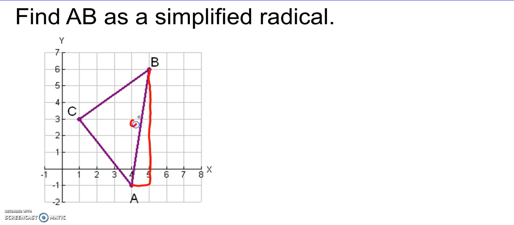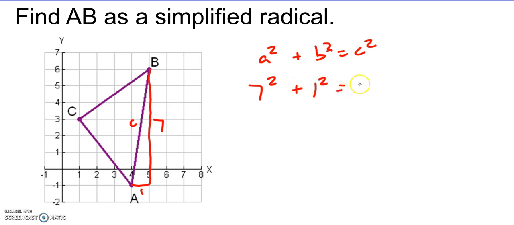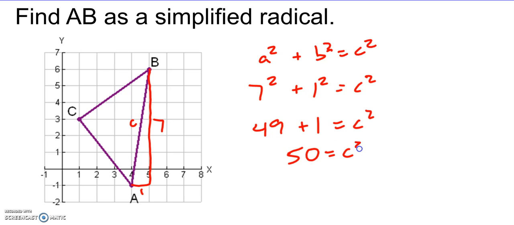So this would be C, and then from my vertical line here, it is 7 units long, and this is 1 unit long. So when I look at my Pythagorean theorem, a squared plus b squared equals c squared, I would go 7 squared plus 1 squared equals c squared, and solve this like normal now. So 49 plus 1 equals c squared, or 50 equals c squared. And then remember, I have to square root both sides.